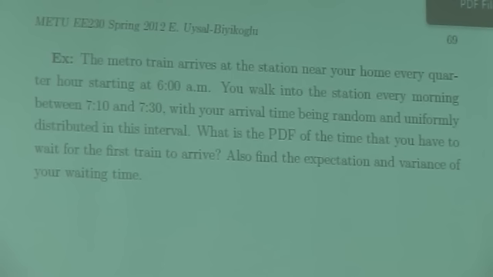The metro train arrives at the station near your home every quarter hour starting at 6 a.m. You walk into the station every morning between 7:10 and 7:30. Your arrival time into the station is random and uniformly distributed in this interval. What is the PDF of the time that you have to wait for the first train to arrive? Also find the expectation and the variance of your waiting time.